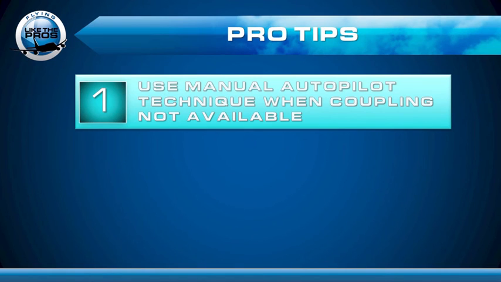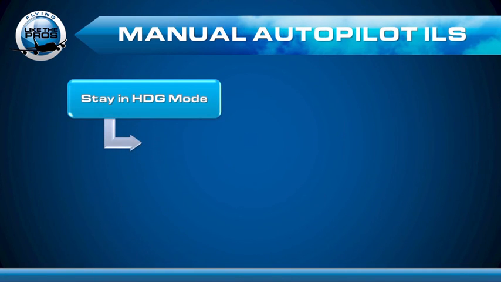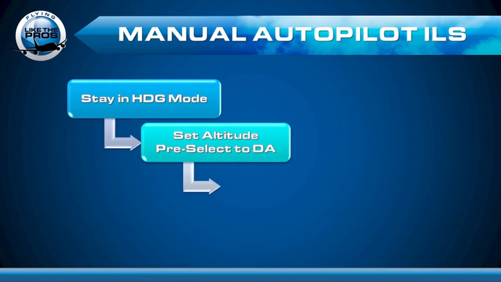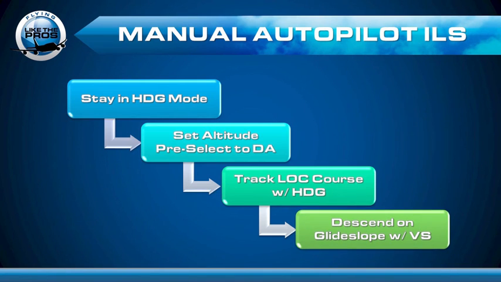So we do have a pro tip, and that pro tip is, if coupling is not available, use the manual autopilot technique. And that technique looks something like, first, you stay in heading mode, then you set your altitude pre-select to the decision altitude, you track the localizer course using heading mode. And then if you need to descend on the glide slope, simply use vertical speed. Remember, a sophisticated autopilot is an awesome tool to have. But never fully trust it to do the right thing.